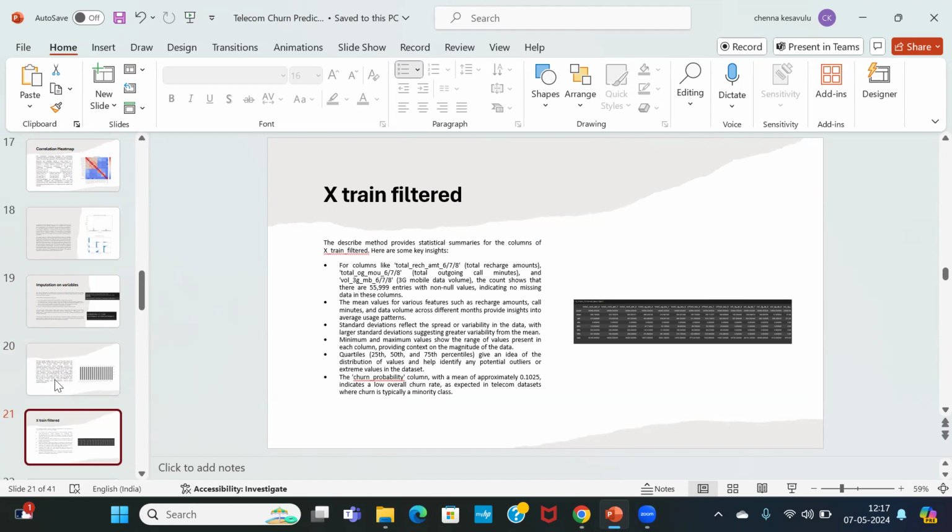Standard deviations reflect the spread or variability in the data, with larger standard deviations suggesting greater variability from the mean. Minimum and maximum values show the range of values present in each column, providing context on the magnitude of the data. And the churn probability column with a mean of approximately 0.1025 indicates a low overall churn rate, as expected in telecom datasets where churn is typically a minority class.